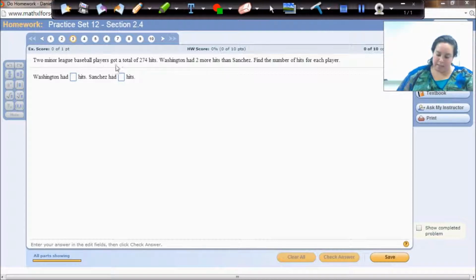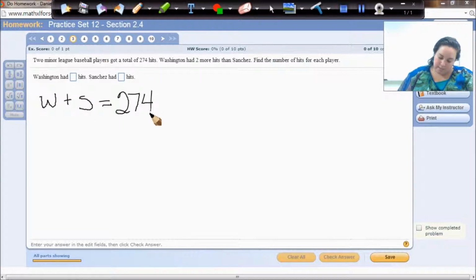2 minor league baseball players got a total of 274 hits. Washington had 2 more hits than Sanchez. Find the number of hits for each player. Okay, together, let's say they're W and S. W and S together, Washington and Sanchez, got a total of 274 hits. That's this part right here.